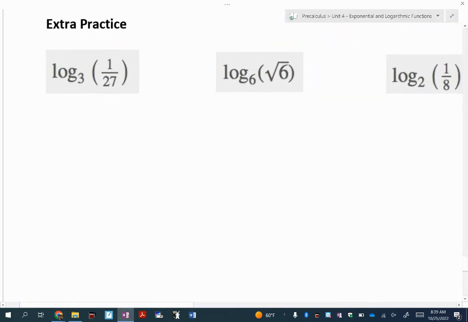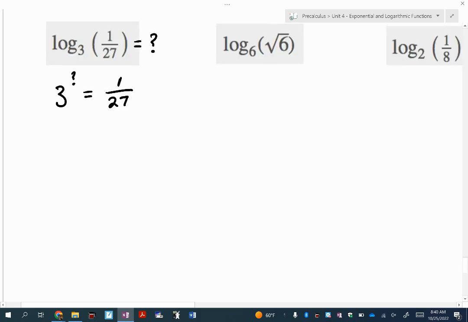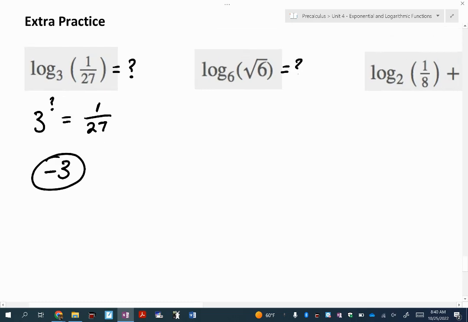But when I do this one, all right, so this is 3 to some power equals 1/27. I think we actually already did this one. If it helps, I always write equals a question mark, and I know I'm solving for the exponent. So 3 to the third power would be 27, but because it's in the denominator, my answer is going to be negative 3. All right, let's see this one.